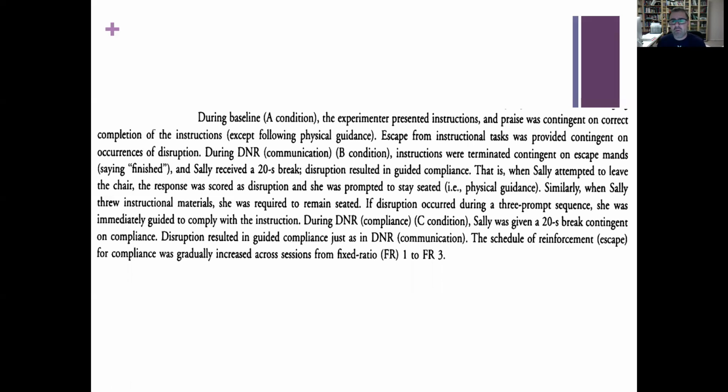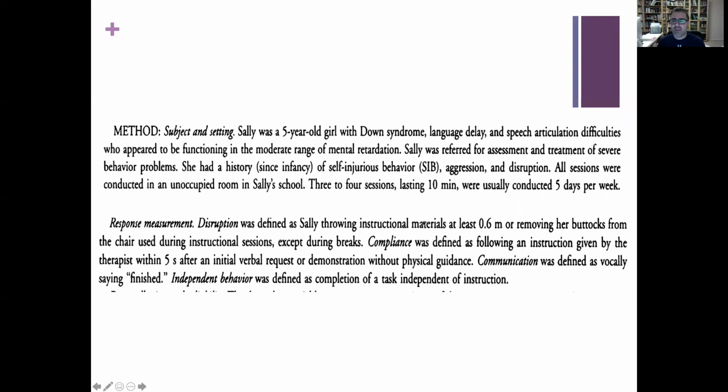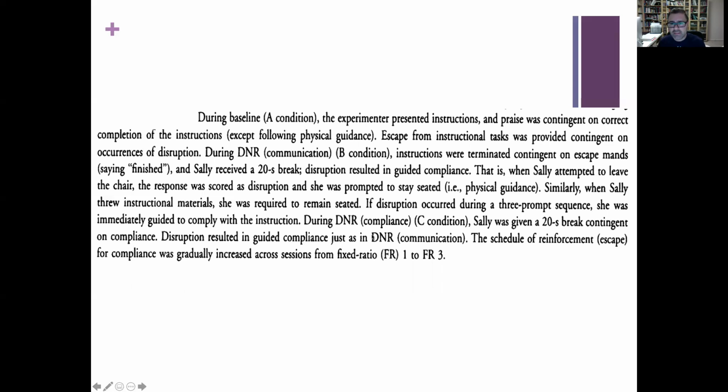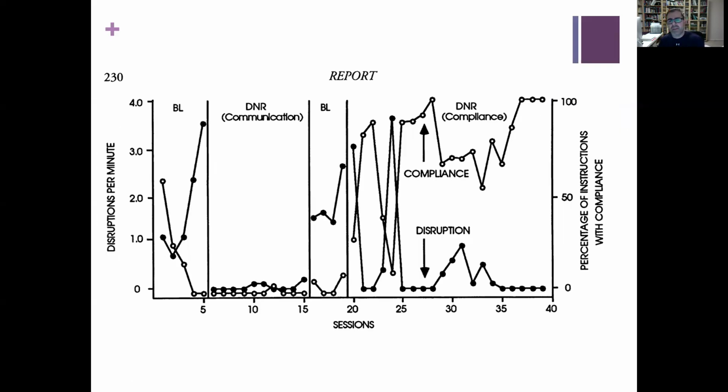Now, how about the C condition? So the C condition is when they directly reinforced compliance. And she was now given a break, which is the reinforcer, remember, contingent on compliance. So she had to comply with the task and then she would get a break. So either she would say finished and get a break or comply and get a break, right? Let's see what happened here.